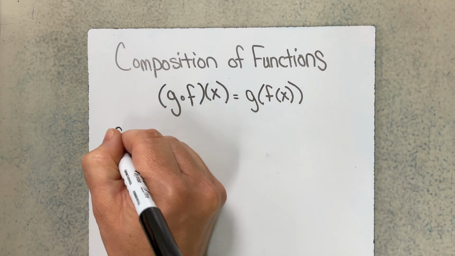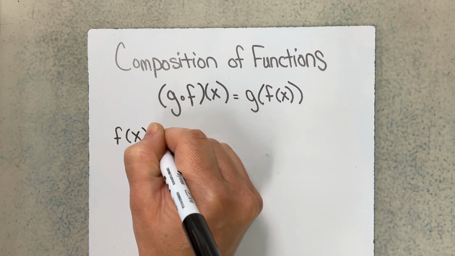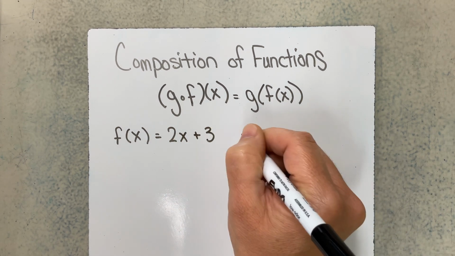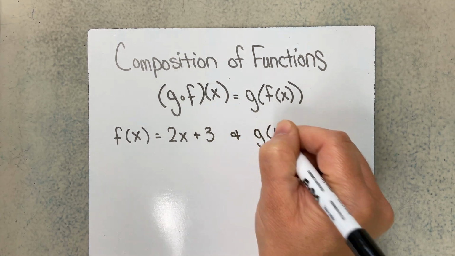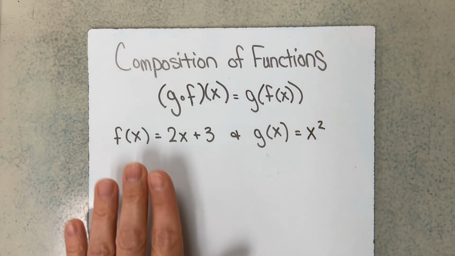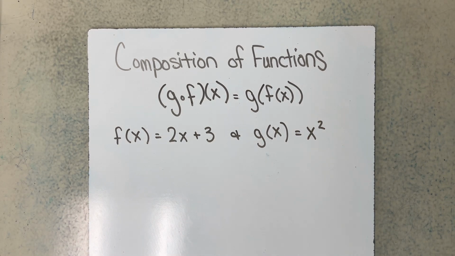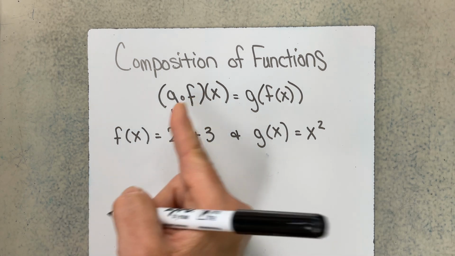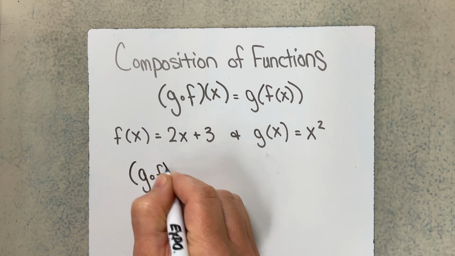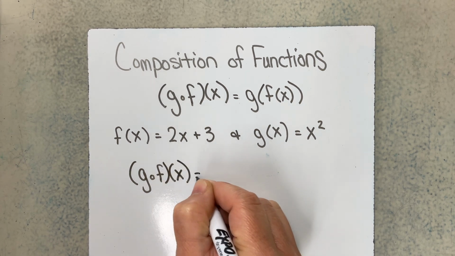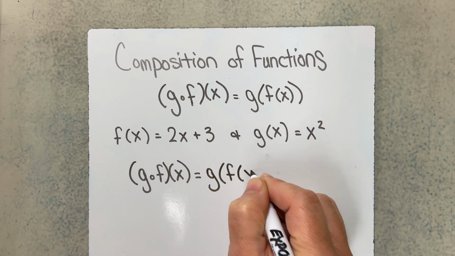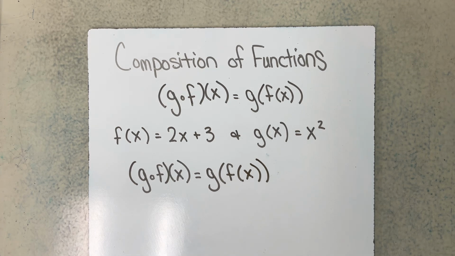If we have, for instance, f of x equals 2x plus 3, and we're given g of x equals x squared. So we're given two different functions, the f function and the g function. We're going to look at g of f, which really means we're taking f of x and running it through g's formula.